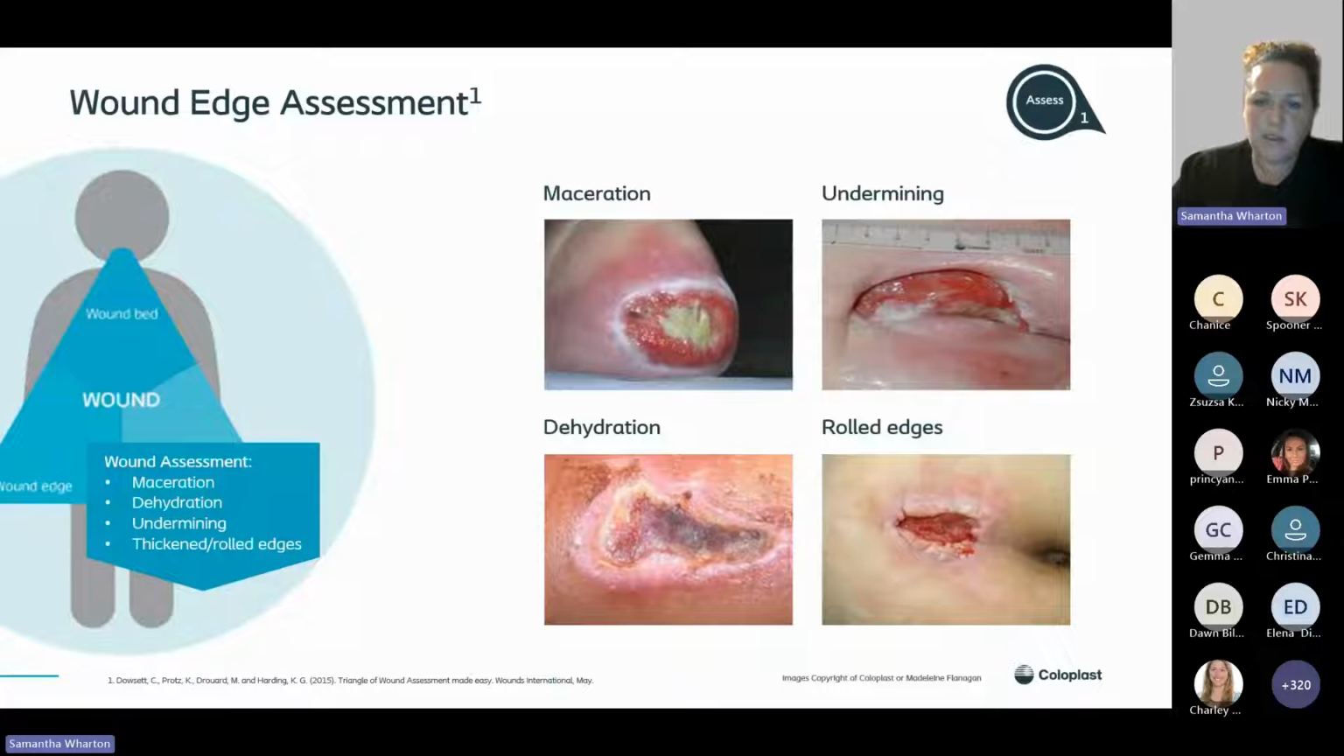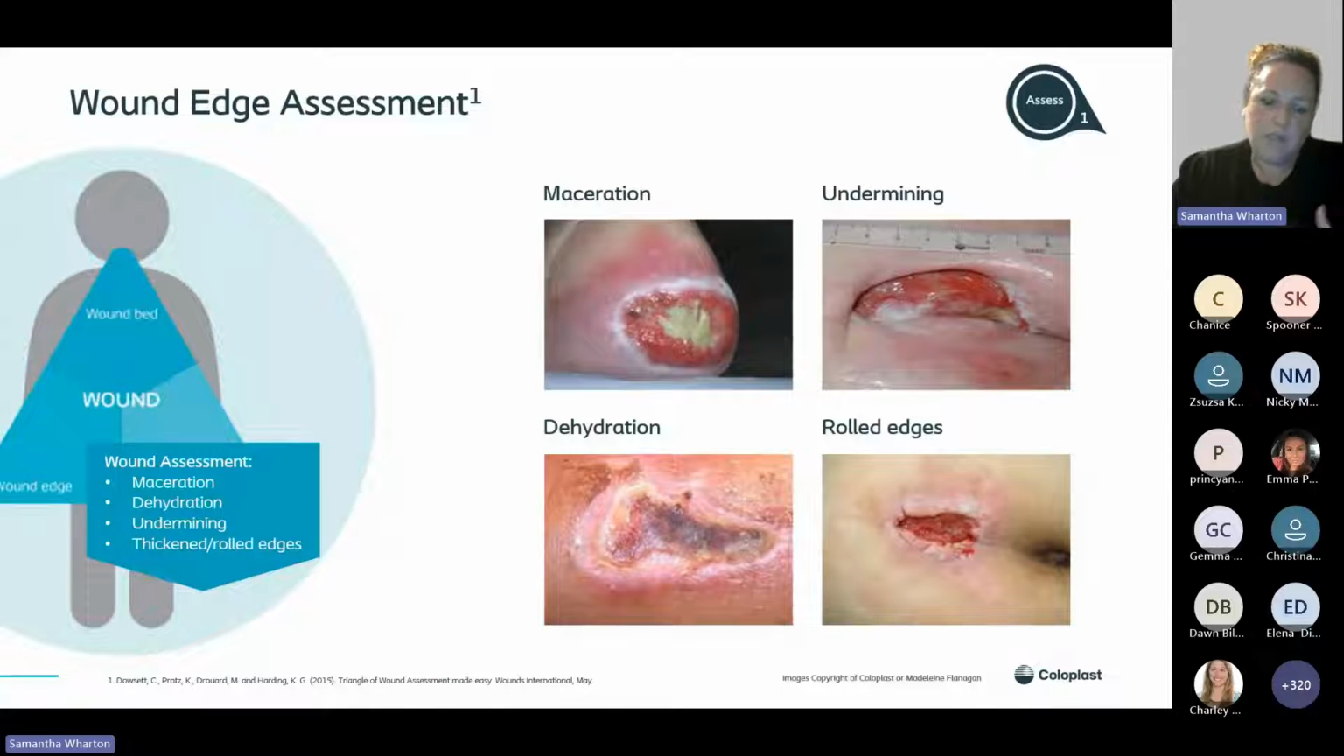If maceration's present, there's exudate sitting on that wound edge that's causing that maceration. So we need to look at what dressings we're using. Do we need to protect that wound edge with a barrier? If there's undermining, we also need to make sure we're recording it appropriately within our notes, so that the next clinician that comes is able to understand what depth it is and whereabouts the undermining and tunneling is.